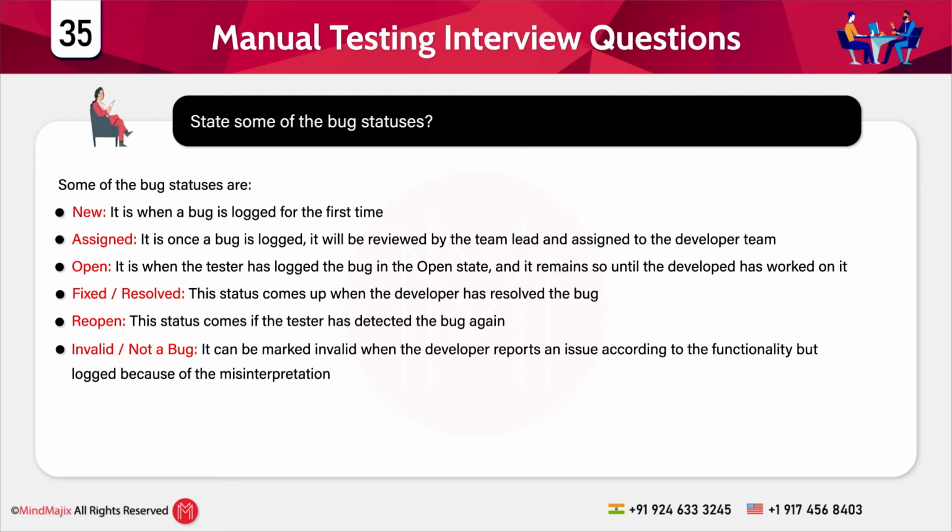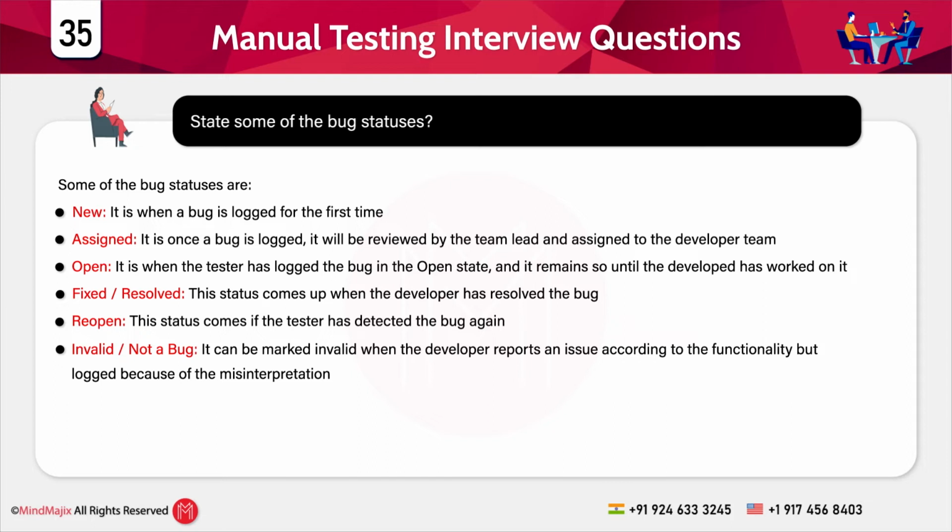Okay, so if you talk about the new status, it is when a bug is logged or discovered for the first time. The next one is the assigned status. Once a bug is logged, it will be reviewed by the team lead and assigned to the developer team. The open status of the bug is when the tester has logged the bug in the open state and it remains in the open state until the developer has worked on it.